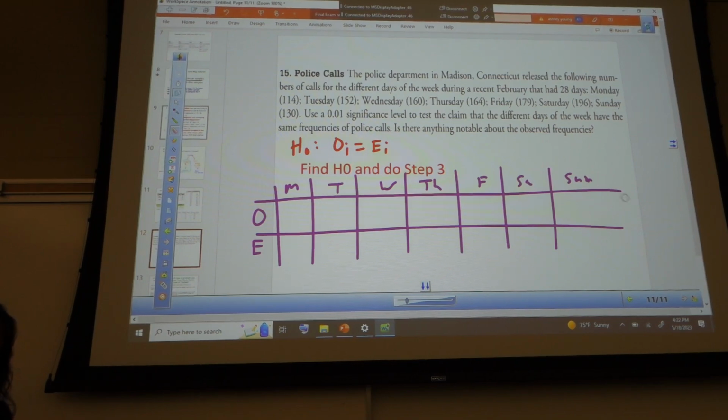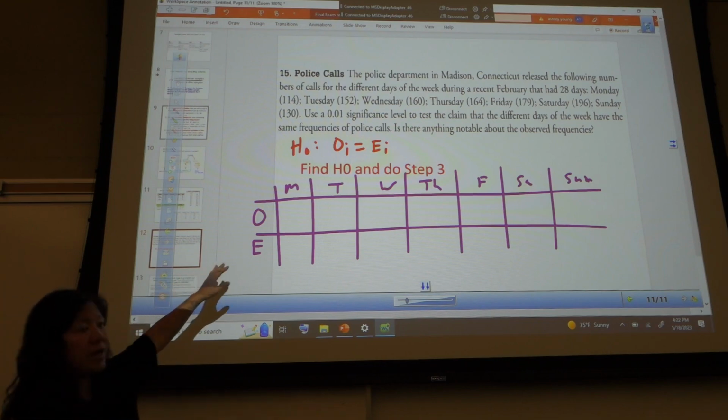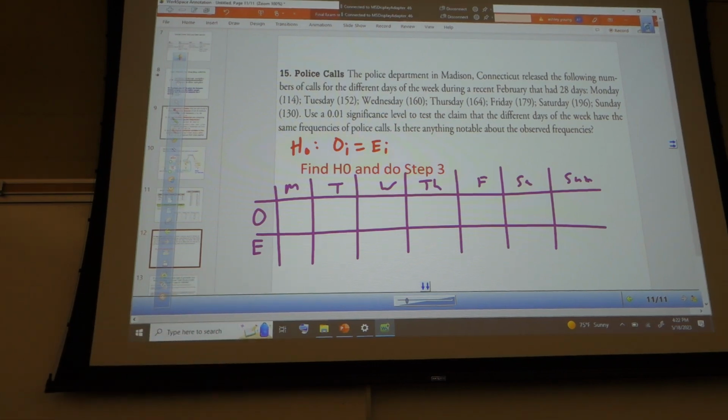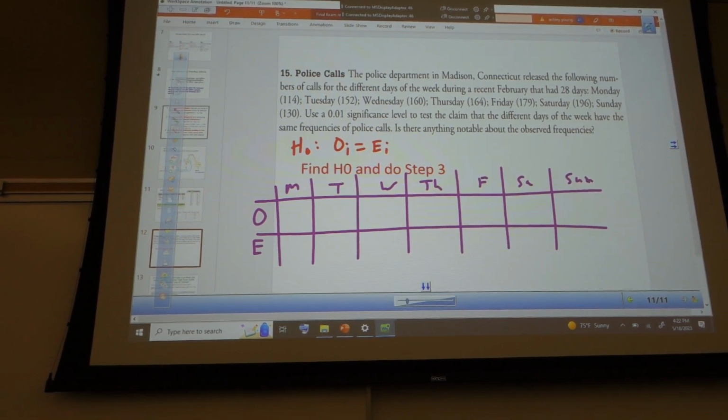Have people gotten this far yet with this? Fill in your observed values and then think about your expected values. Remember, observed values, you're always given observed values. Expected values, you always have to calculate. Observed are always given to you. It's what they observed in the sample.